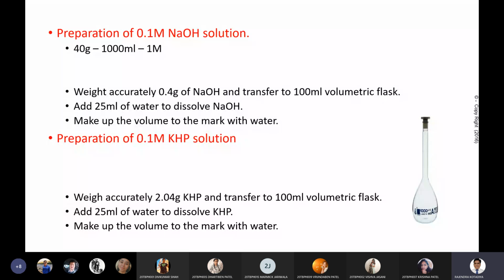Okay, so if you want to prepare 1 molar NaOH solution whose final volume is 1000 ml, then you need to find out the molecular weight of NaOH. And the molecular weight of NaOH is 40 gram. So when you dissolve this 40 gram in 1000 ml of solution, that solution is automatically 1 molar. Do you find any difference, or do you have any doubts in this particular case?